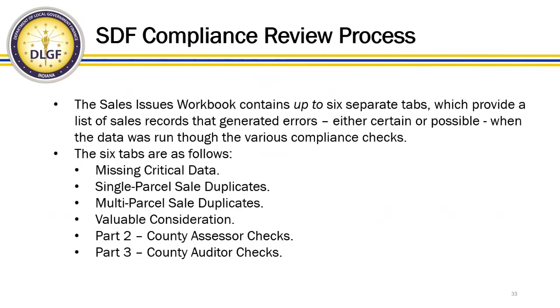Now, the reason we say that the Issues Workbook will contain up to 6 separate tabs is, if we were running your data through our compliance review process, and let's say we did not notice any errors whatsoever except on the Missing Critical Data tab, that's going to be the only tab you will see on your workbook. So if you don't see one of these tabs listed on your Issues Workbook when you receive it, that means that we did not find any errors for that particular portion of the checks that we run.